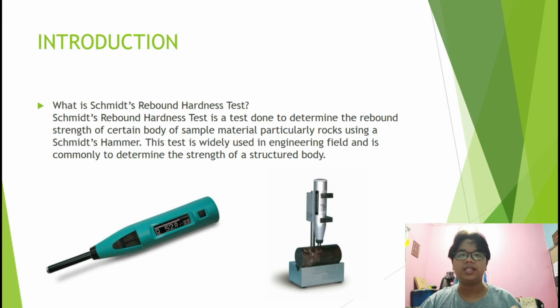So, what is the Schmidt Rebound Hardness test? The Schmidt Rebound Hardness test is a test done to determine the rebound strength of a certain body of sample material, particularly rocks, using a Schmidt's hammer. This test is widely used in the engineering field and is commonly used to determine the strength of a structured body.